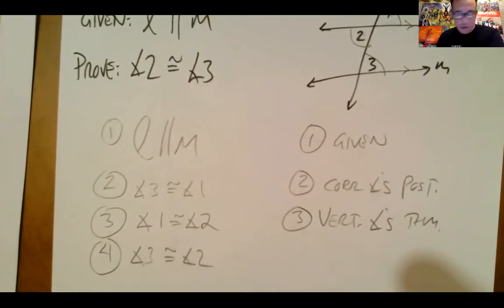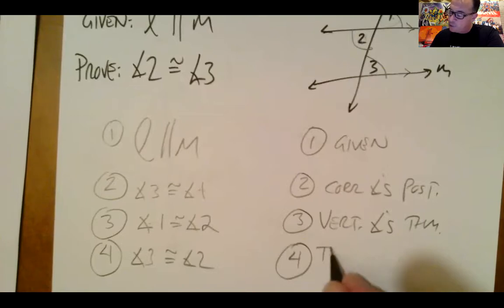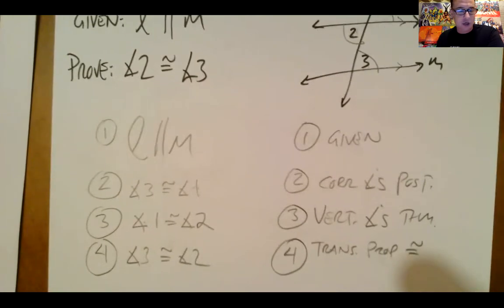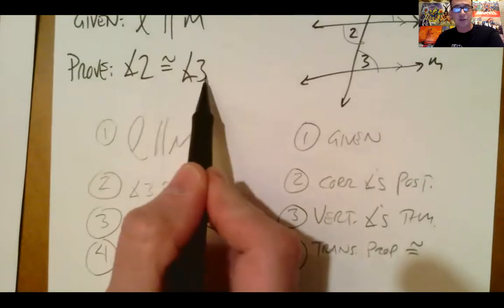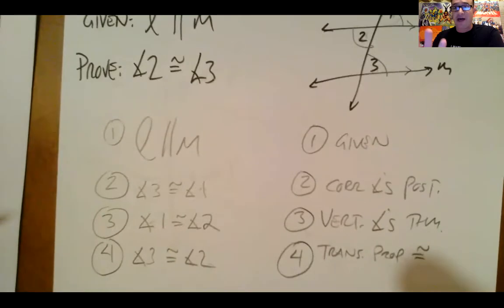Since I'm using congruence, 3 went to 1, 1 went to 2. This is the middle one, so that gets canceled out, and we can say by the transitive property of congruence that these two things are congruent to each other. Now, they want us to prove that angle 2 is congruent to angle 3. We've proved that angle 3 is congruent to angle 2. I'm fine with that. Leave it that way.